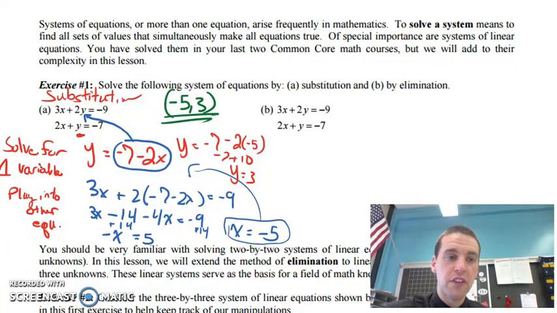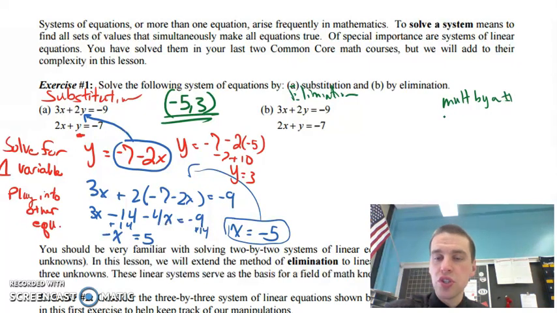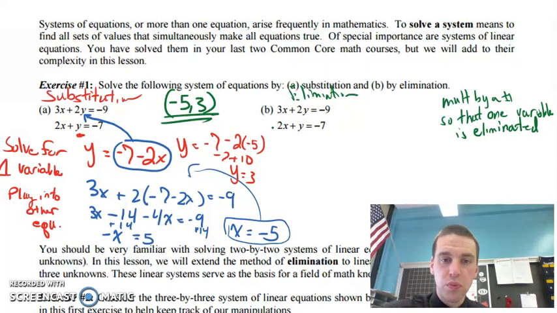So that's substitution. Solve for one variable, plug into the other equation, and you can solve for that specific variable and then get the other variable. That you have done before. By elimination, what you need to do is multiply by a number so that one variable is eliminated. So we have to choose here. You've got to choose the variable. So 1, choose variable.